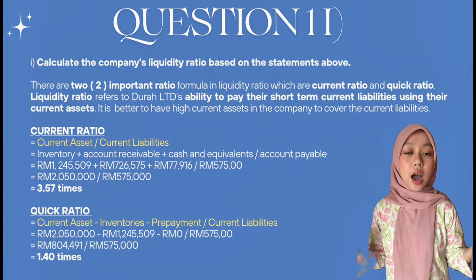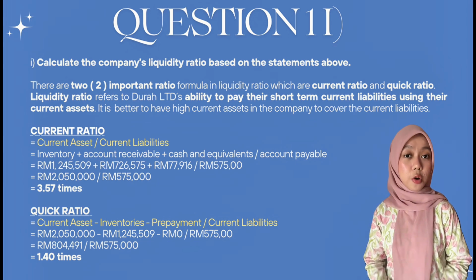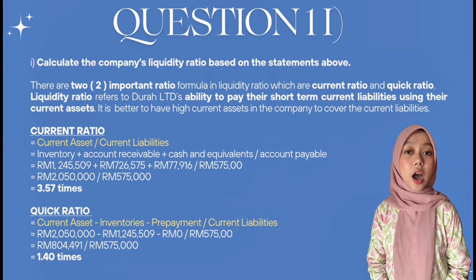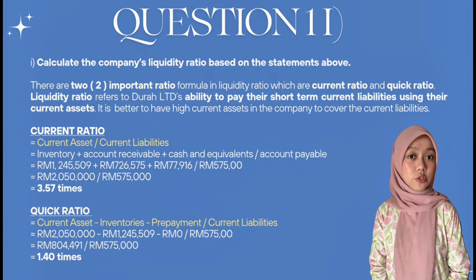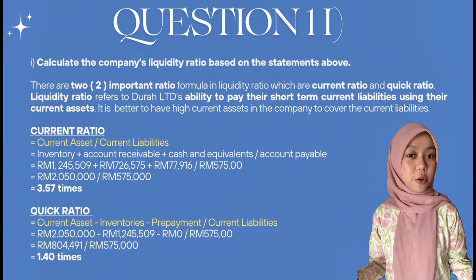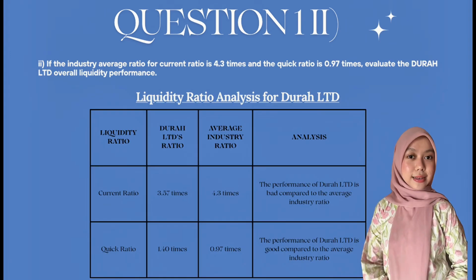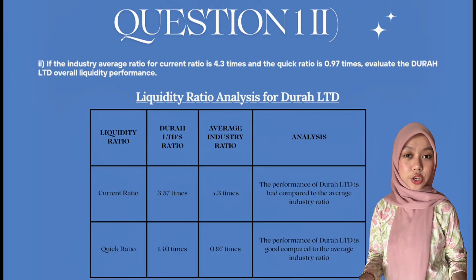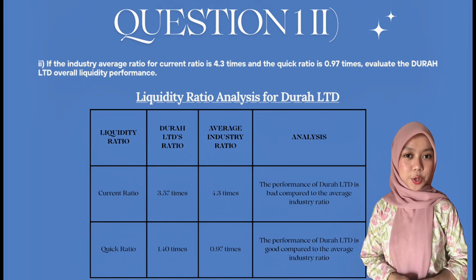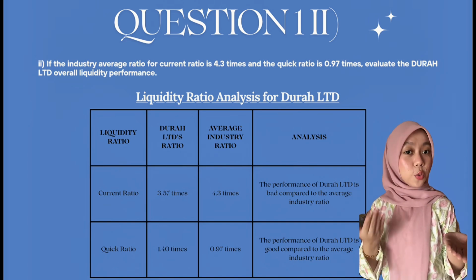It will be RM804,491 divided by RM575,000. The sum will be 1.40 times. Next is question number 1.2. I will compare Dura Ltd's liquidity ratio with the average industry ratio for current ratio and also quick ratio.